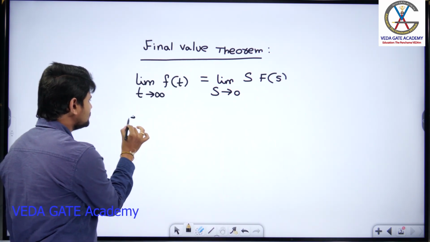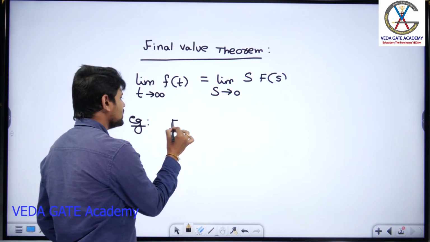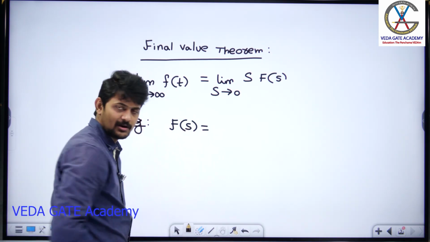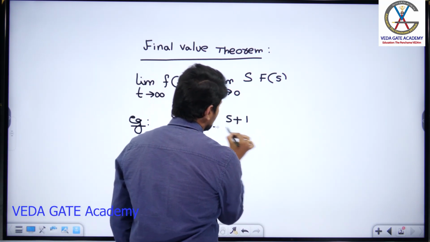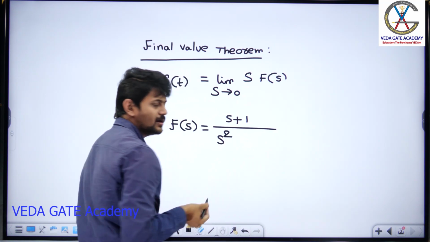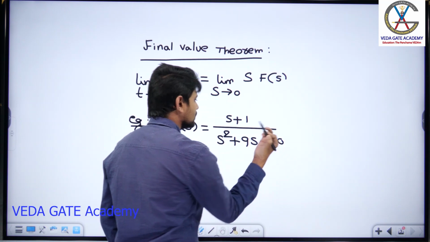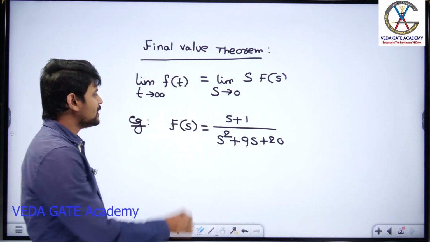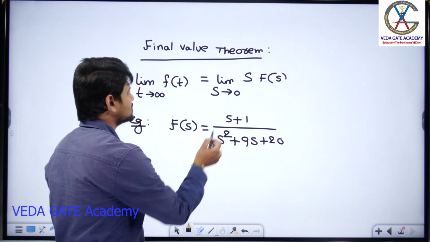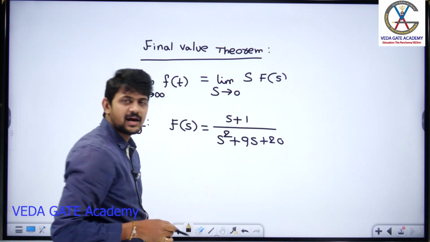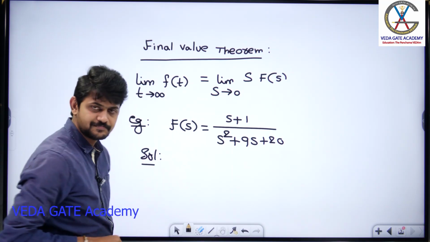Now I will give some example before going to that previous GATE question. Suppose I am giving a function f of s equal to s plus 1 divided by s square plus 9s plus 20. I have given this function, and if I am asking to determine the final value of this function, what do I have to do? First I have to multiply this function with s and later replace s with 0. Let me apply the same procedure. Let me try to solve this one.